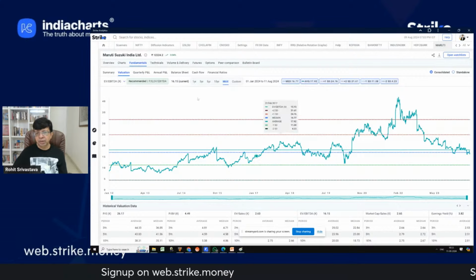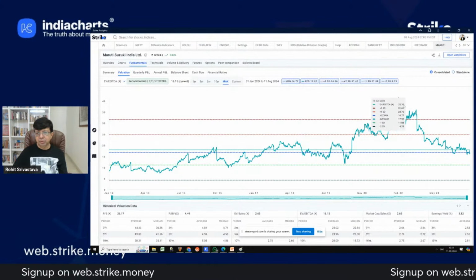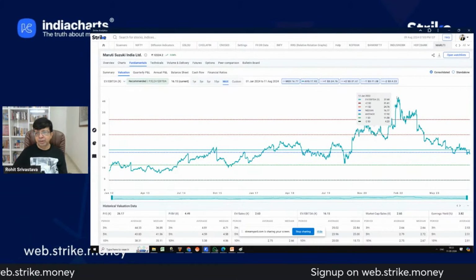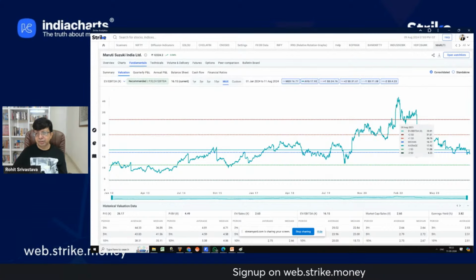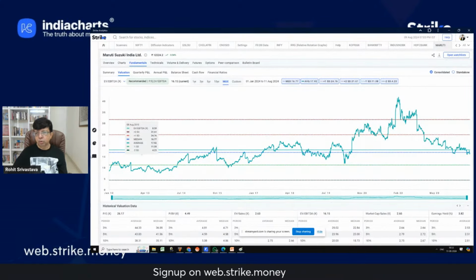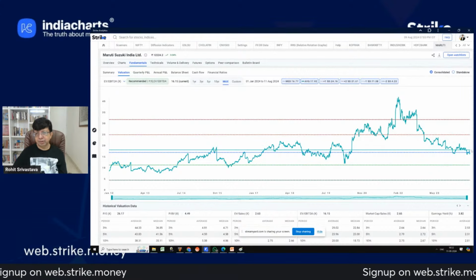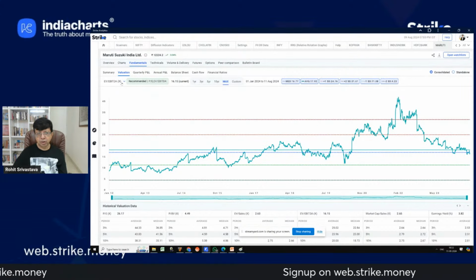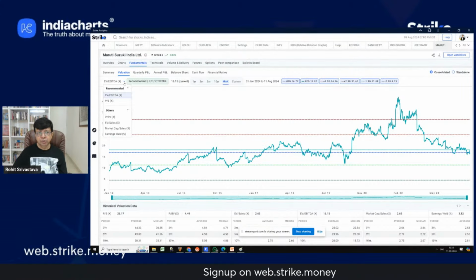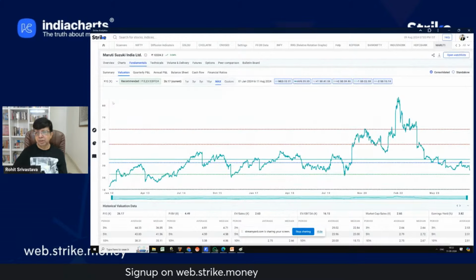Now, what does this look like? It looks like valuations went up on EV by EBITDA to the top end, and then they've been falling ever since, falling, falling, falling. Now, if you look only at the valuation chart, you will feel, yes, it was up here, now it's down here, meaning prices have come down. The stock must have fallen during this time period. Therefore, it has come down. If I look at the P/E ratio, it's even gone below the midpoint.